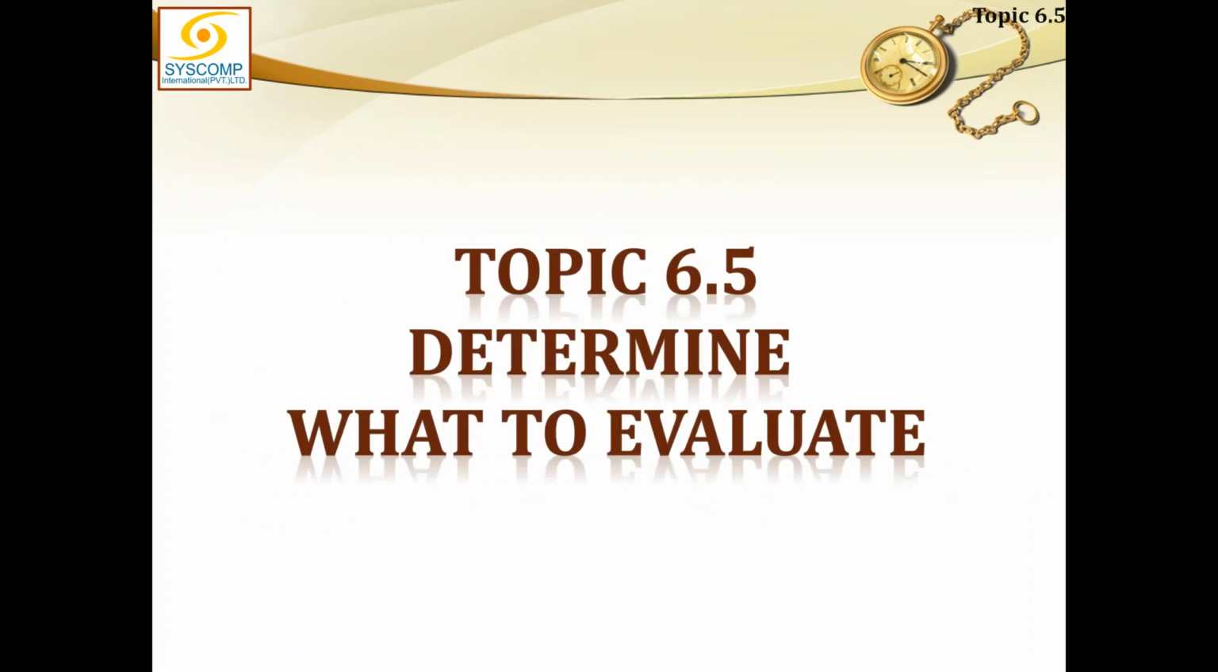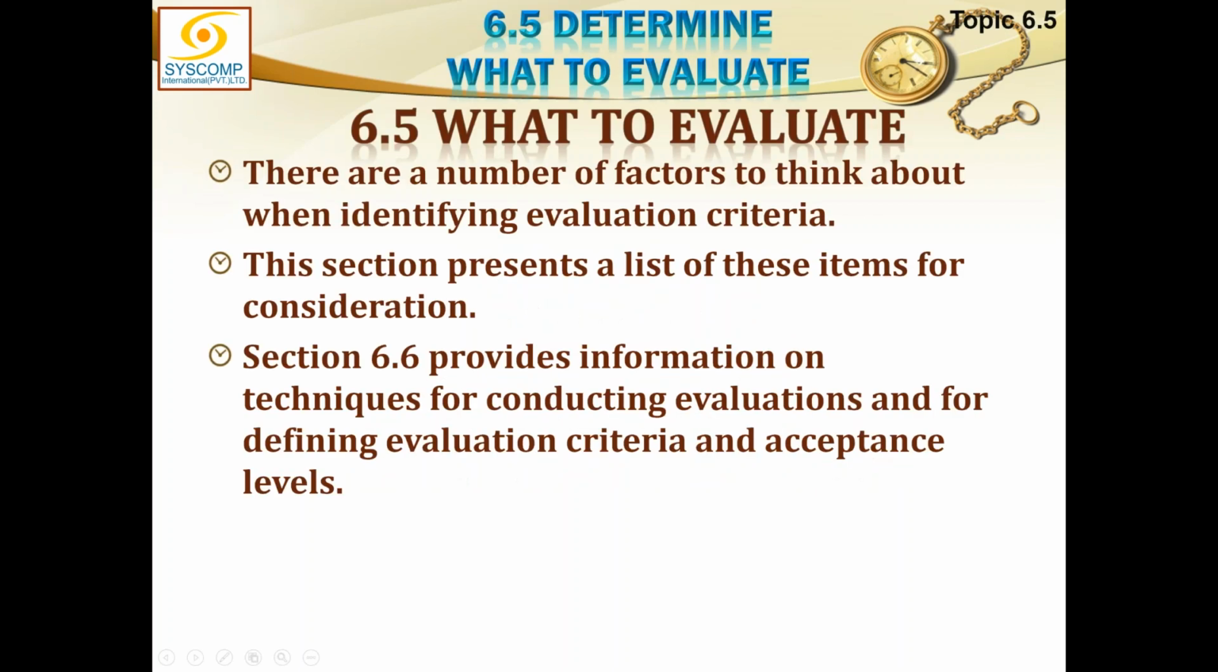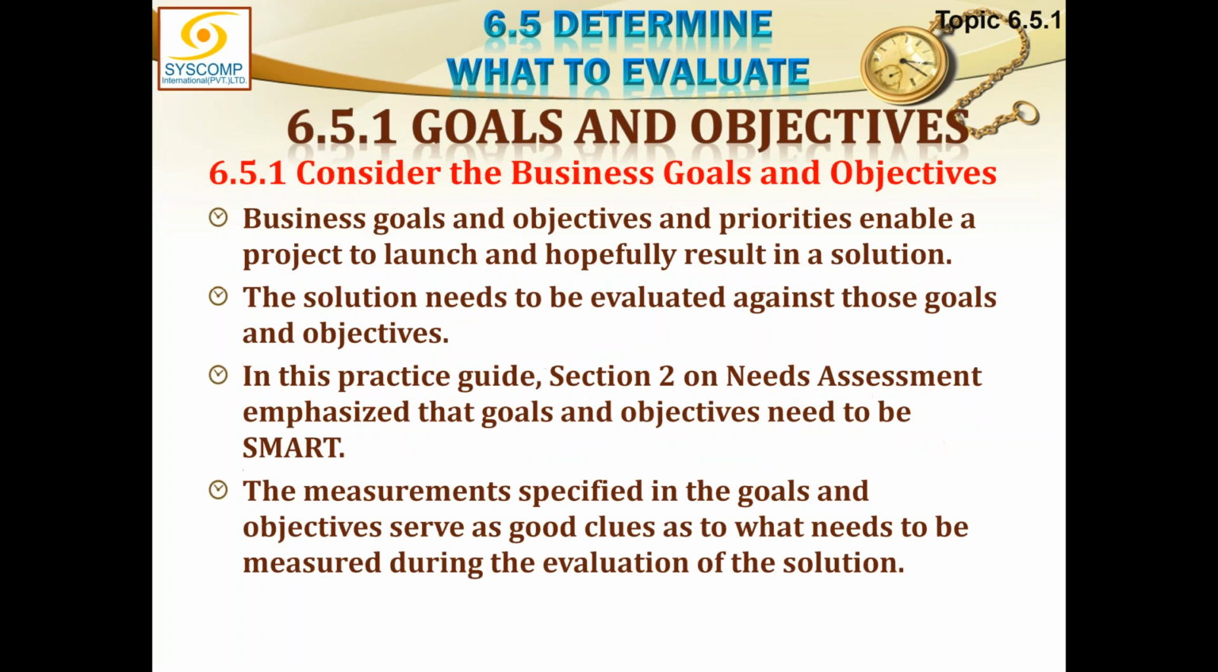This brings us to the topic 6.5, determine what to evaluate. There are a number of factors to think about when identifying evaluation criteria. This section presents a list of these items for consideration. Section 6.6, the next section, provides information on techniques for conducting evaluation and for defining evaluation criteria and acceptance levels. But in this section, we are going to be talking about number 1, goals and objectives.